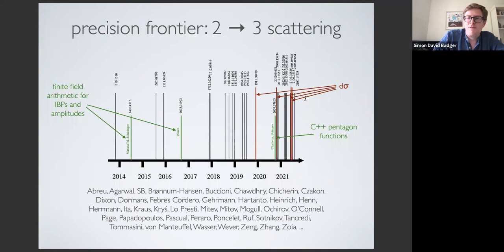And after that, we've seen very recently the first differential cross-section prediction, combining both the two-loop double virtual and the real-virtual radiation, to get the first real physical predictions for these processes.